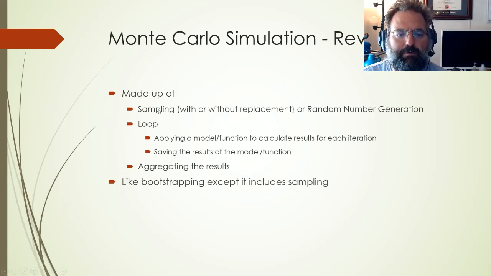I struggled a little bit with if the sampling should be at the beginning or inside of this loop function. And it can kind of be either way, but regardless, you're going to basically pull sets of samples and then do something on them. It is very similar to bootstrapping, except that it does include sampling, whereas a bootstrap sort of approach doesn't necessarily have sampling involved.